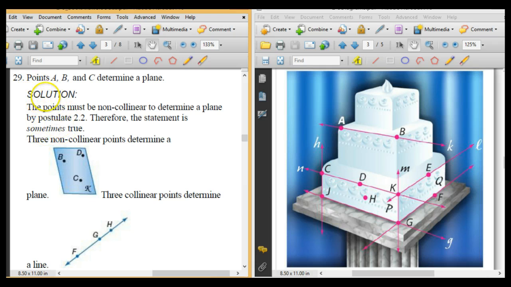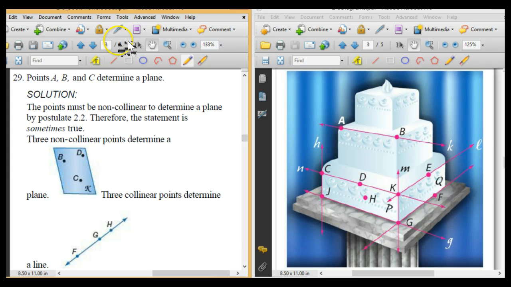So in this diagram, 3 non-collinear points determine a plane. That's postulate 2.2. 3 collinear points determine a line. Actually, through any 2 points, there exists exactly one line. So it only takes 2 points to determine a line. But in this case, if they're all on the same line, that does not determine a plane. The points have to be non-collinear to determine the plane.